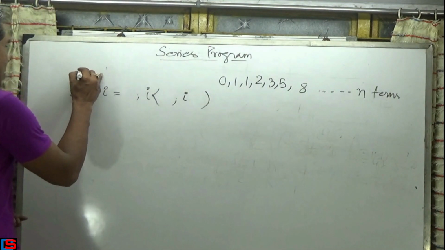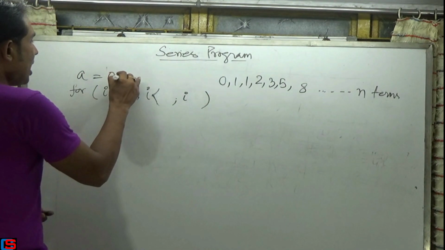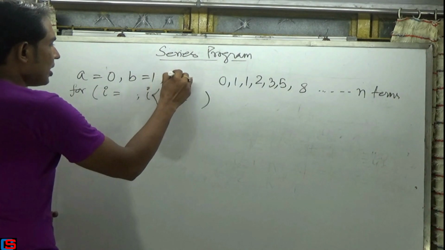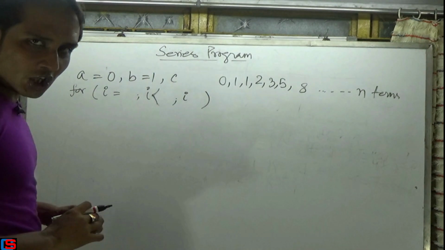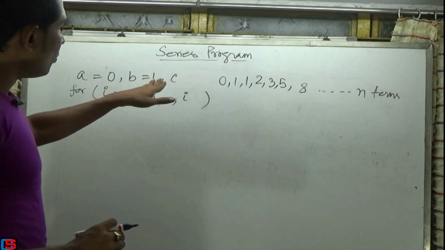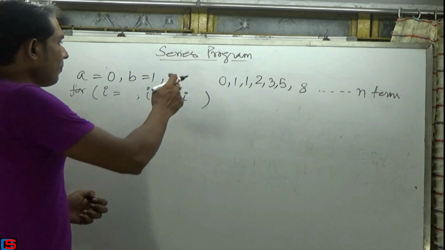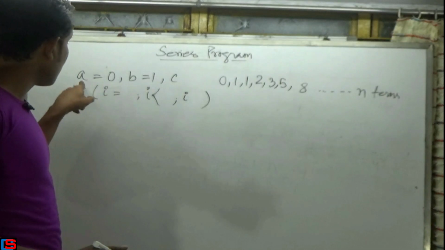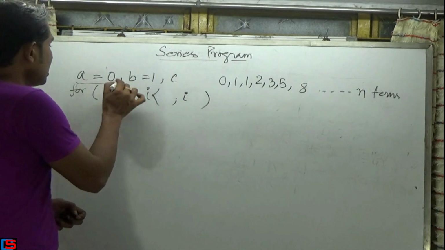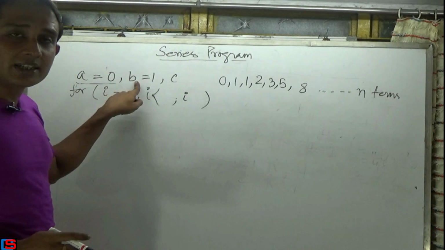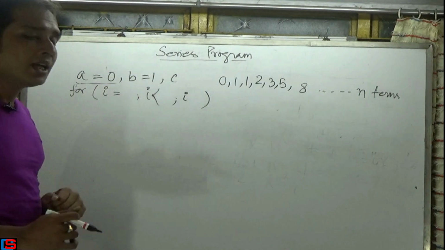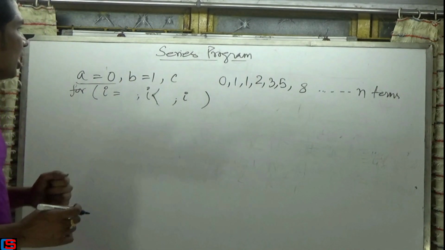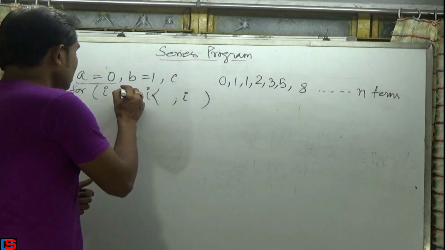So the first variable is a, suppose, initialized to 0, the second variable is b, initialized to 1, and the third variable is c. You can solve this program by implementing the logic. Before starting the loop, after initializing the values of a and b, you can print the values of a and b here, and then write down the program.